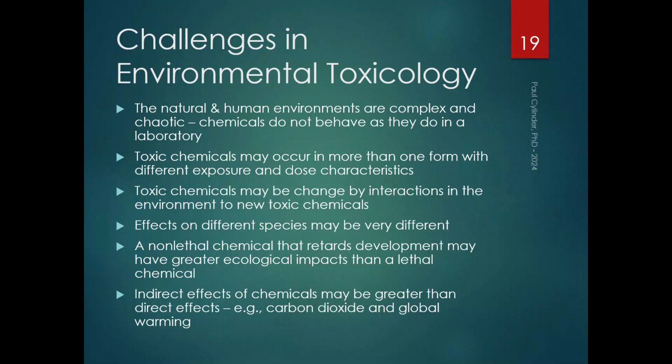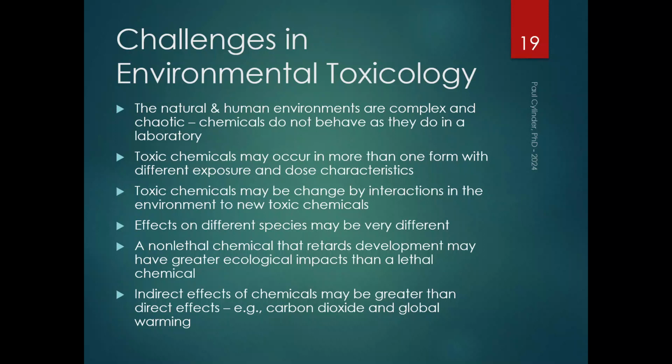Many of the toxic chemicals that get released into the environment occur in more than one form that have different exposure and dose characteristics. They move in different ways. They may have different ways of exposure to people. Toxic chemicals may be changed by interactions with the environment. New toxic chemicals could be created from other toxic chemicals that have different characteristics in terms of how they move through the environment or how toxic they are to humans or to other animals.